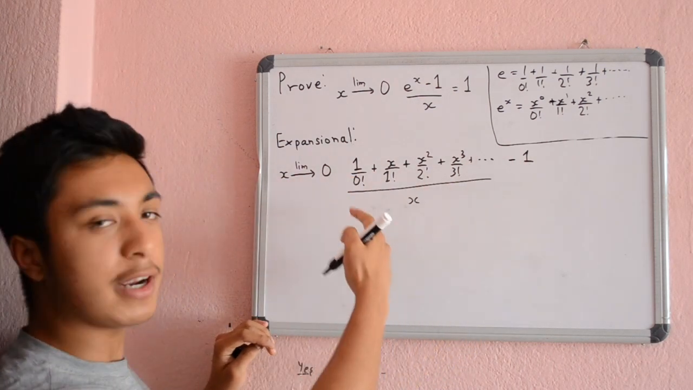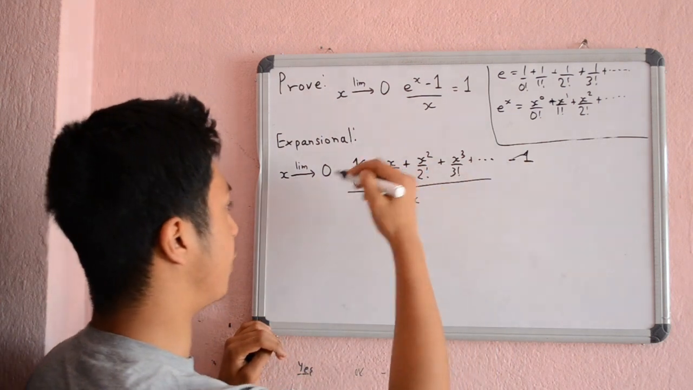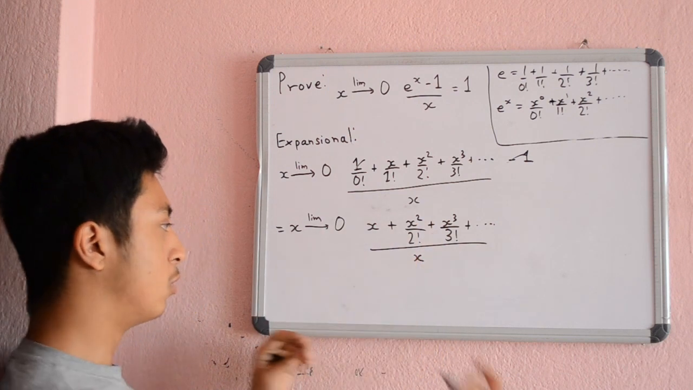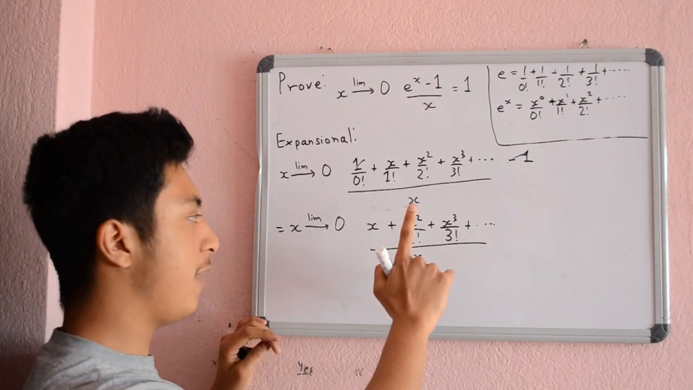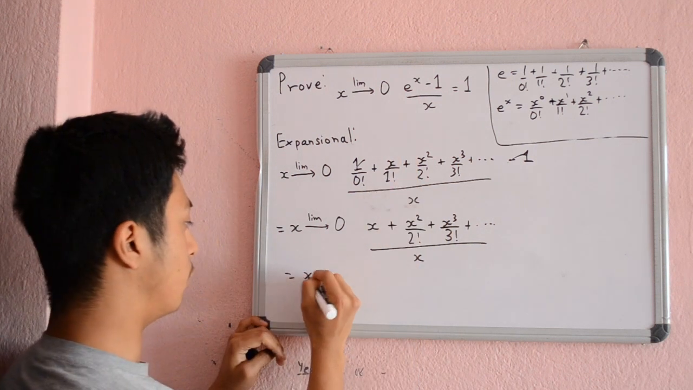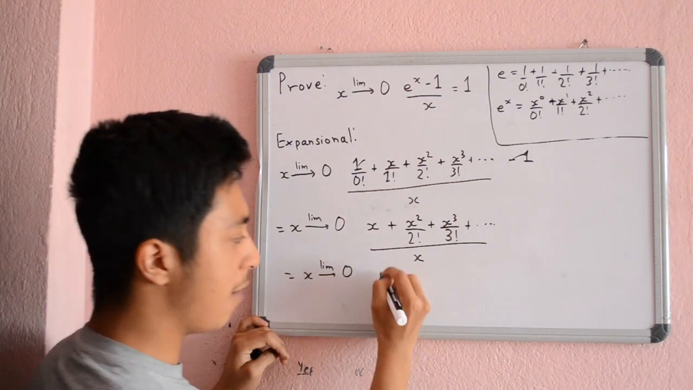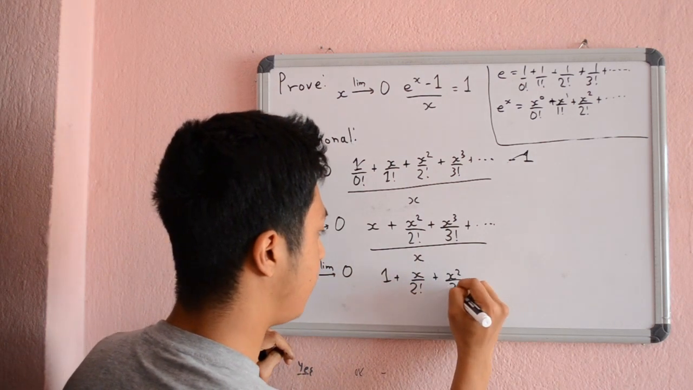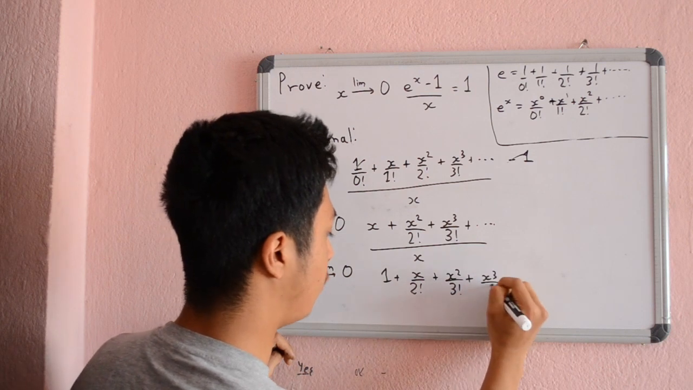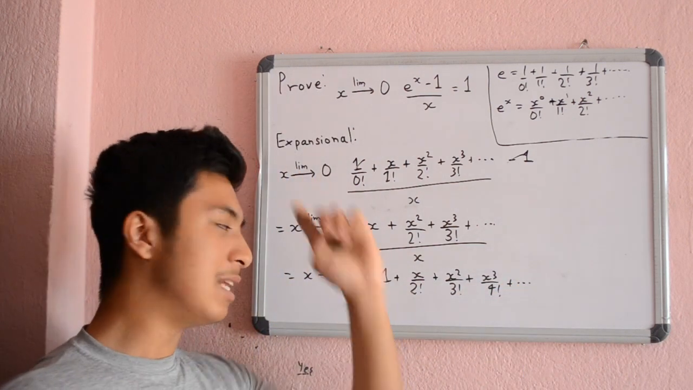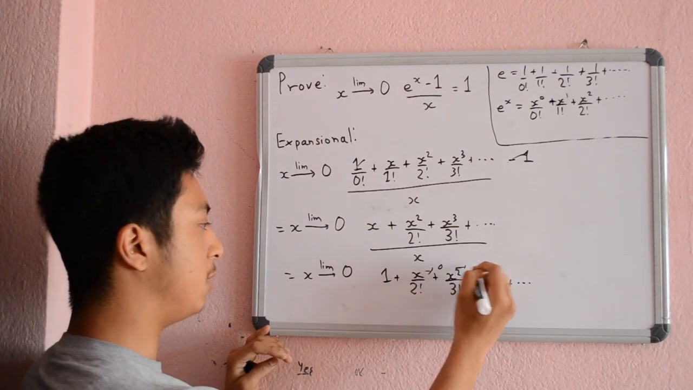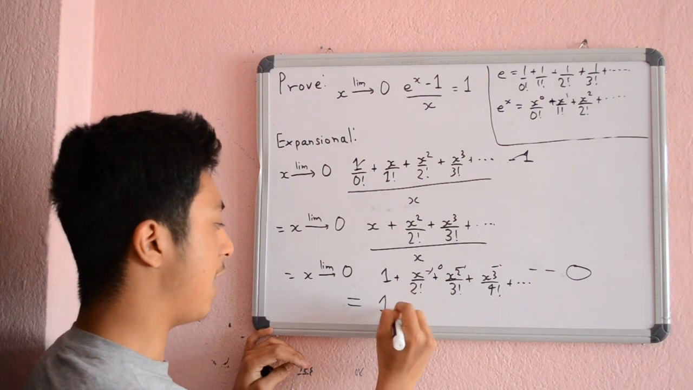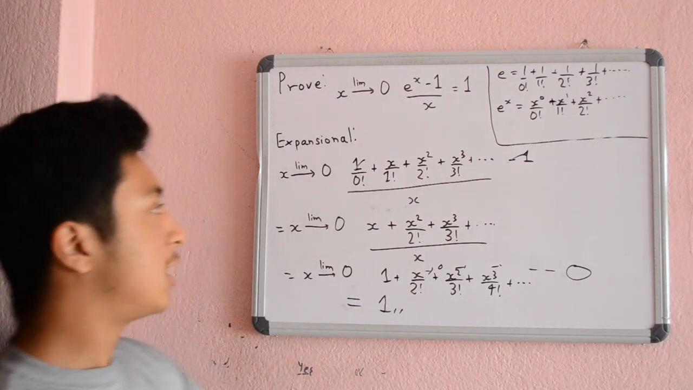So here 1 by 0 factorial is just 1, you can cancel this over here, and you'll end up with this, and simply divide each of the terms by x. So from each of the terms, 1 power of x will be cut off. So you'll have 1 plus x by 2 factorial plus x square by 3 factorial plus x cubed by 4 factorial, and so on. And now simply put the limit in. This will be 0, this will be 0, and all of the terms after it will all be 0, and in the end you'll just have 1. This is the expansional method.